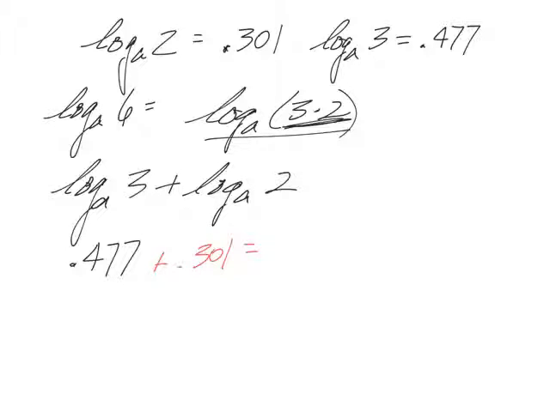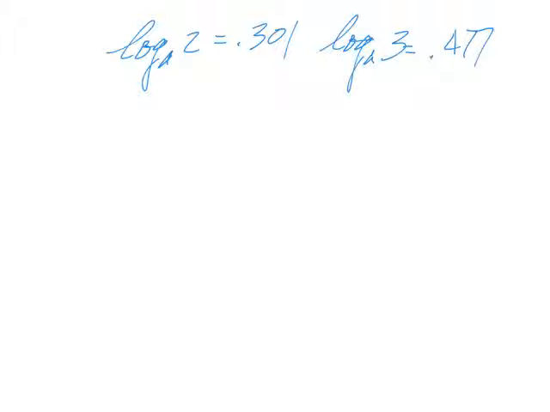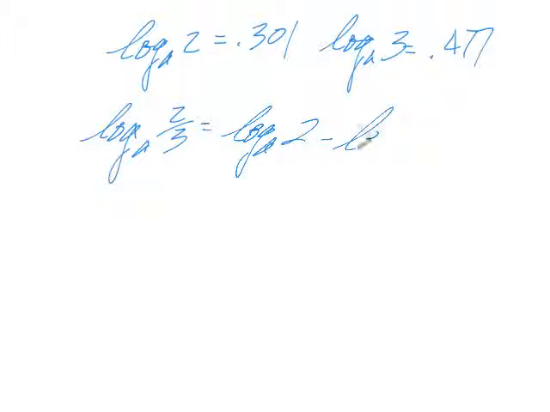Okay, so let's see if we can go on here. When they give us part b, log a of 2/3 can quickly be broken down into log base a of 2 minus log base a of 3, which I already know what that and that are, and I just subtract the two and I'm done.